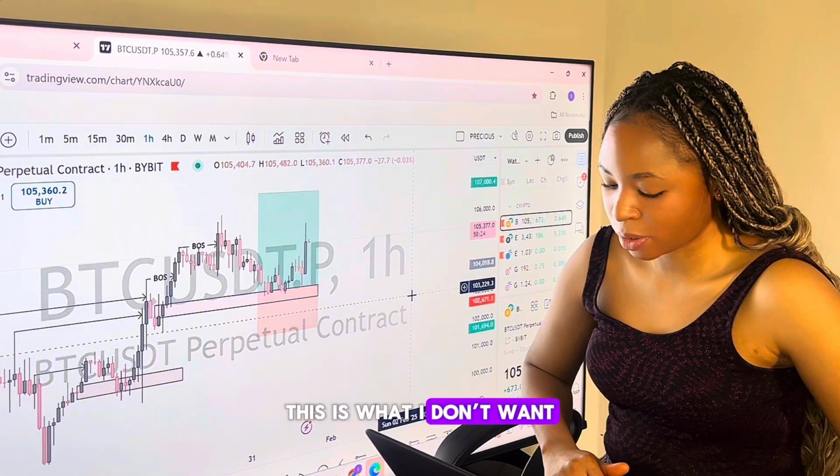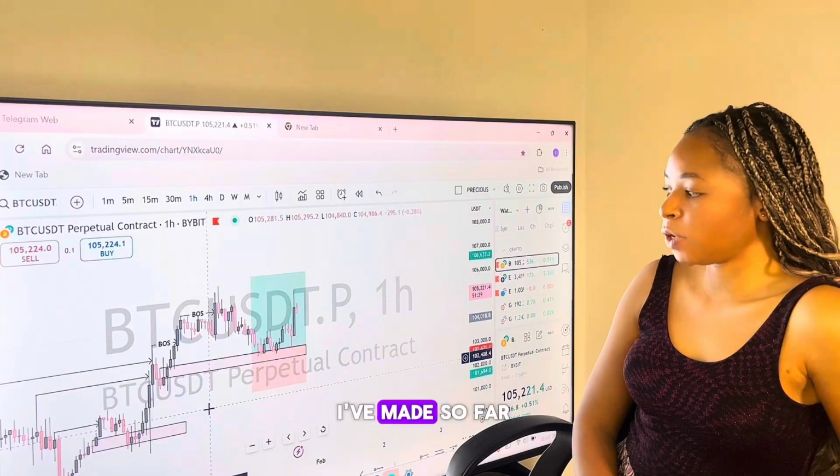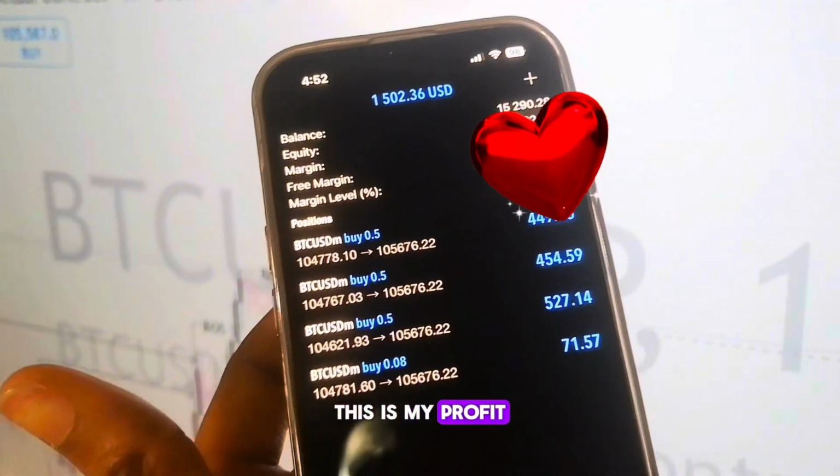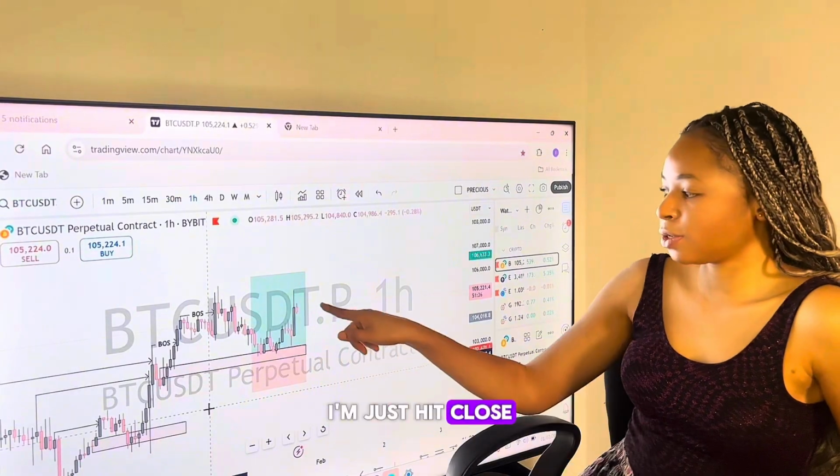This is what I want. You know what? I'm going to close. I love the profit I've made so far. This is my profit from this trade. So I'm just going to close with this candle here.